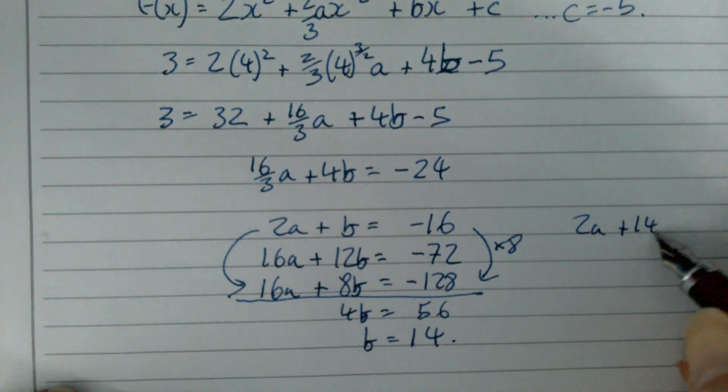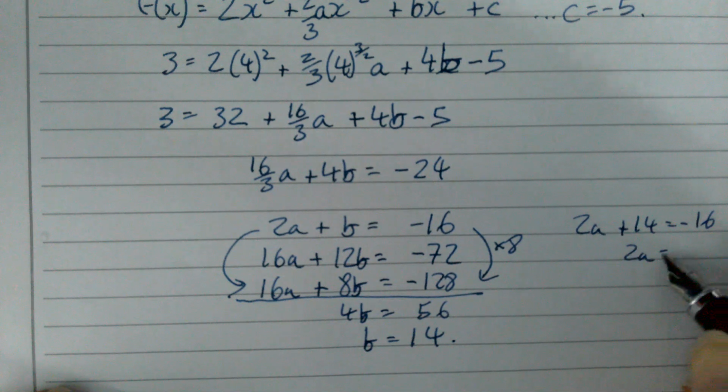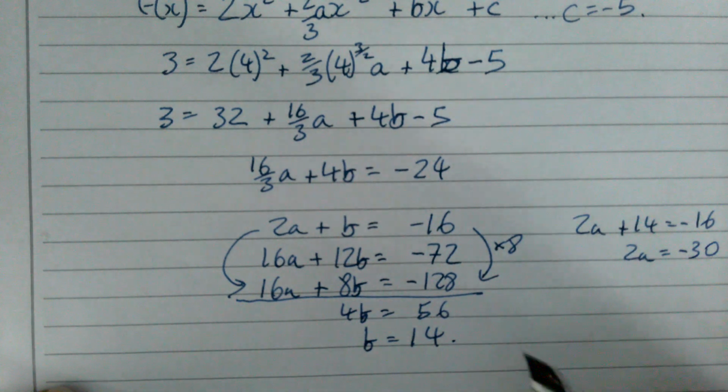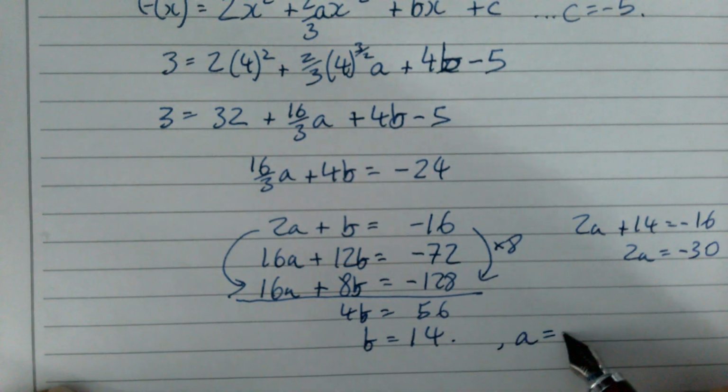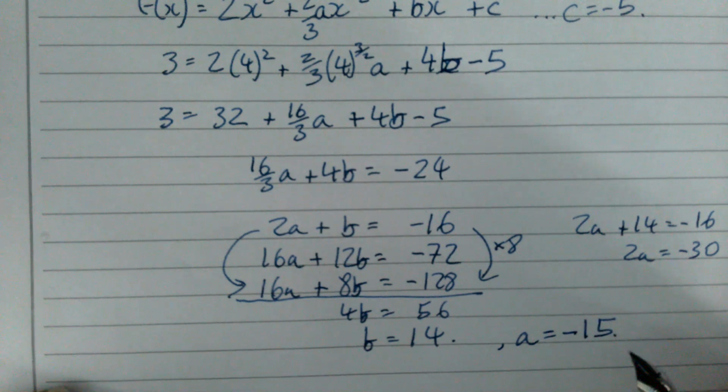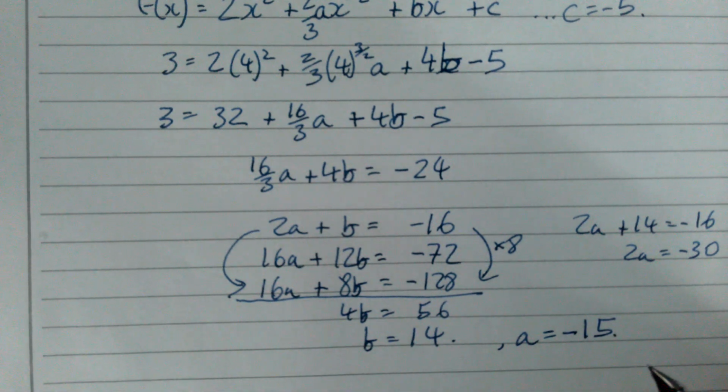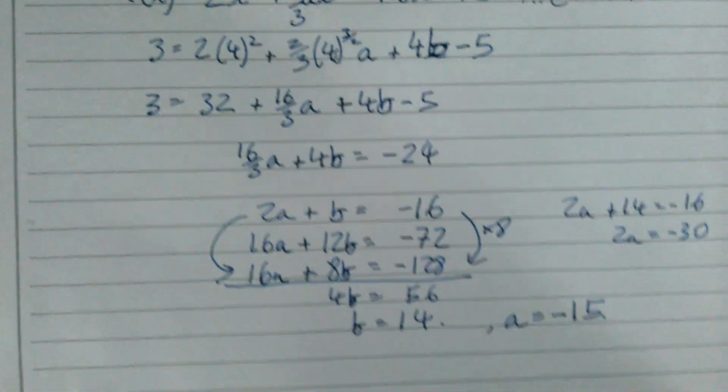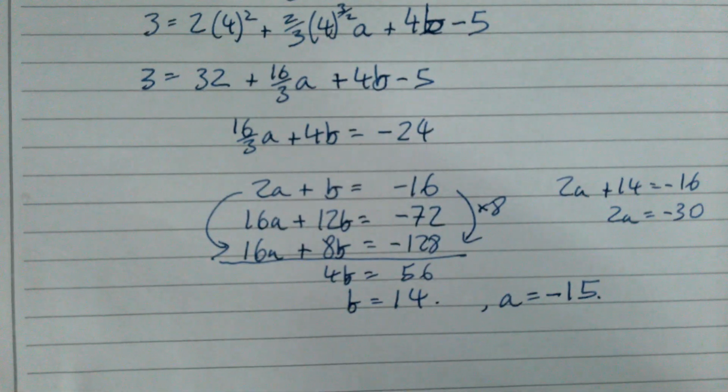2a plus 14 equals negative 16. Take 14 away. 2a equals negative 30. Oh, that's quite nice. So a equals negative 15. Does that mean we've finished it? No, we need to just find f of x.